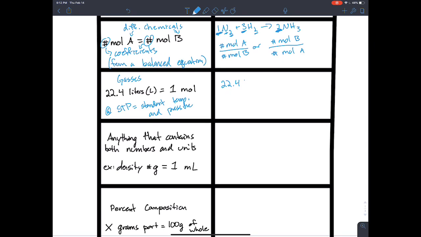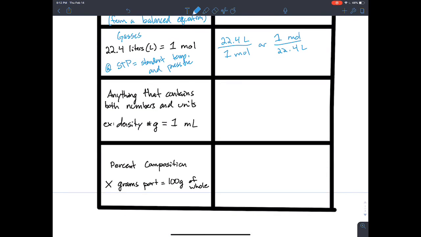So 22.4 liters per 1 mole, or 1 mole per 22.4 liters. Okay, so for gases, 1 mole of gas takes up 22.4 liters. 2 moles of gas would take up 44.8 liters. That's what this is saying. Okay, so anything that contains both numbers and units can be interchanged.